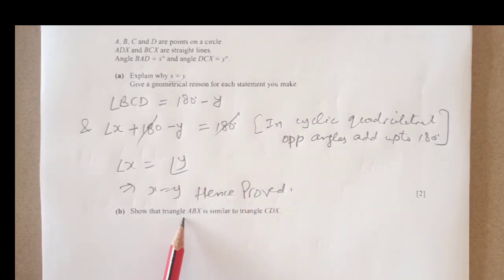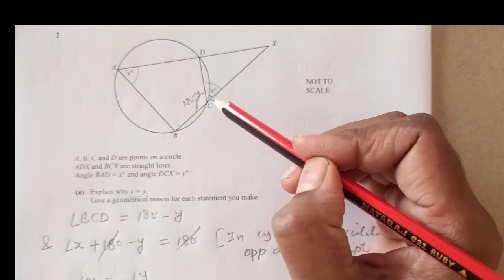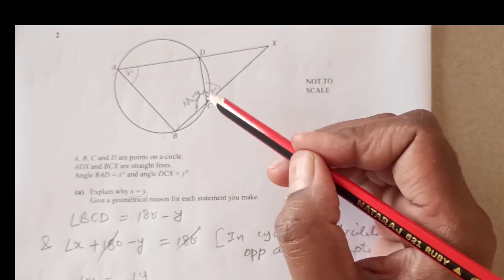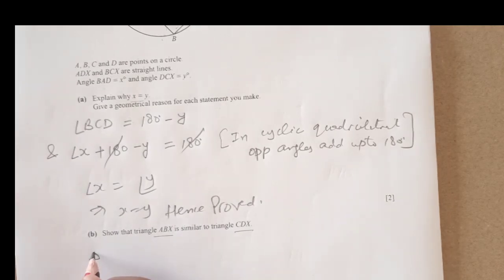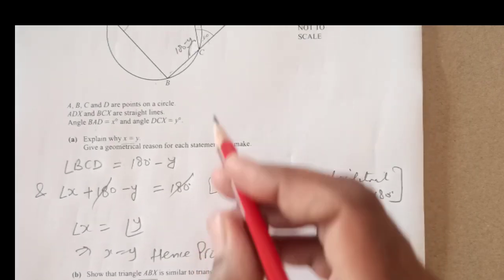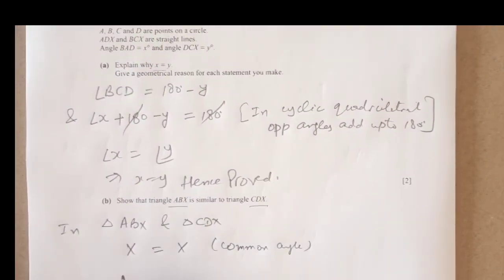Now show that triangle ABX is similar to triangle CDX. ABX and CDX, right? So we need to show that these are similar. To show that, we are going to take triangle ABX and triangle CDX. In these two triangles we need to show three things equal. Angle X is common, so we will write down X is equal to X, which is common in both triangles, common angle. And then we have angle X is equal to angle Y.